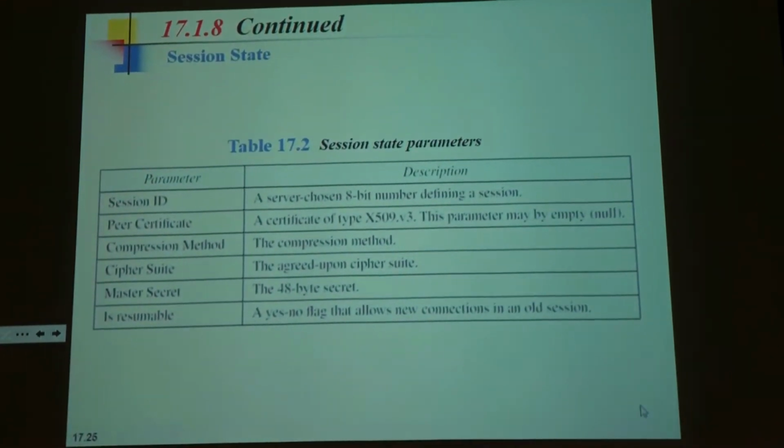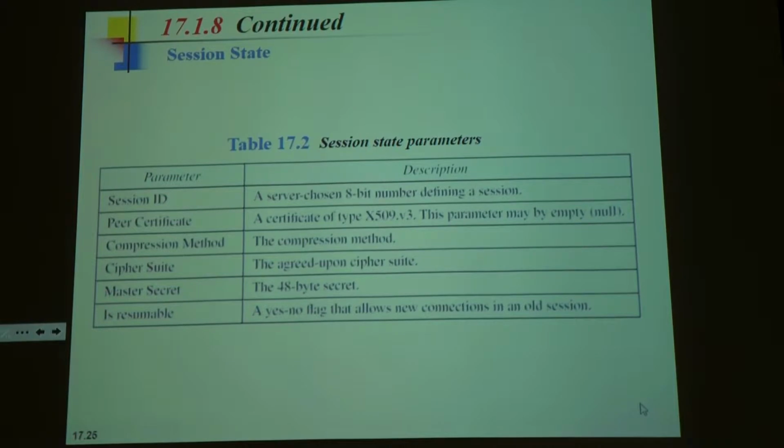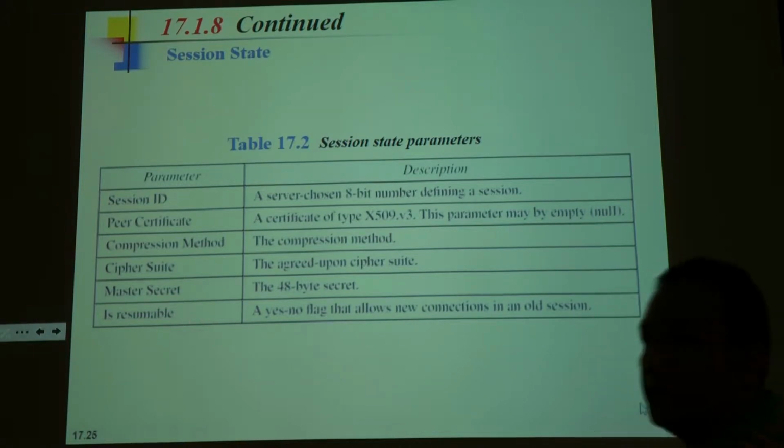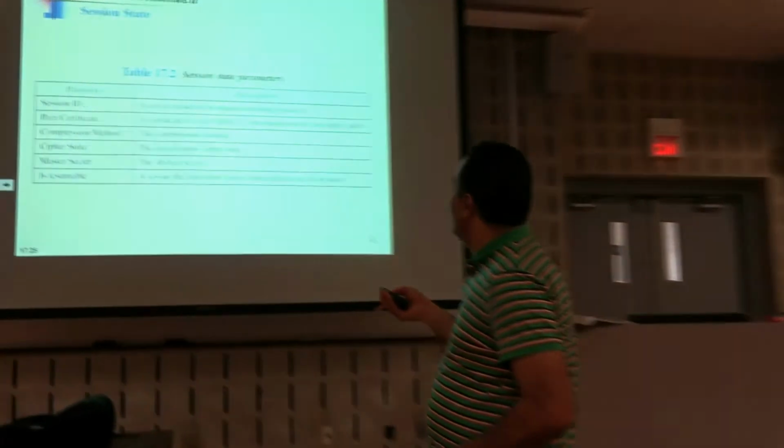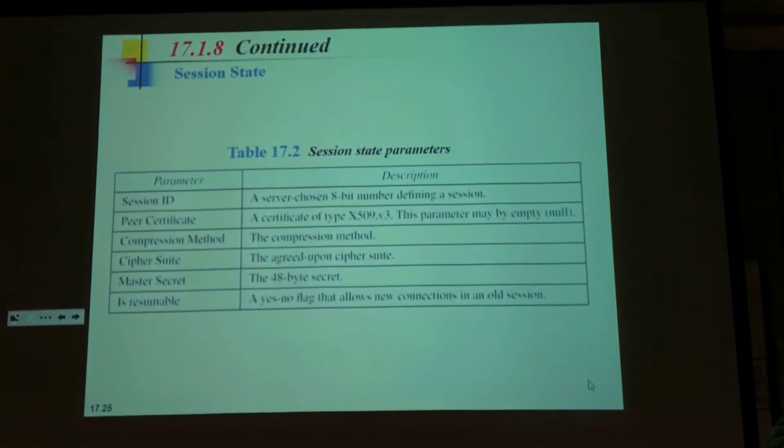All right. So what is session state? A session is defined by a session state, a set of parameters established between the server and the client, as you see in here. The parameters, for example, are session ID, peer certificate, compression method, cipher suite, master secret, and is resumable. Can you suspend it and resume it, or do you have to close it? So these are the parameters for each session. It's like a description, or attributes, for a session.